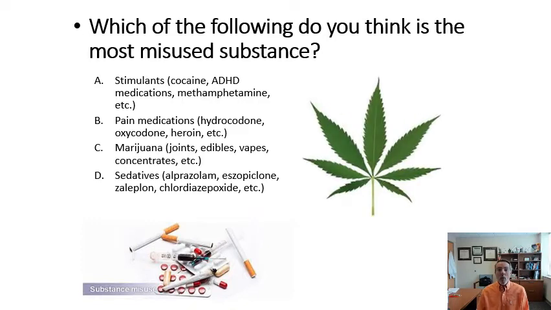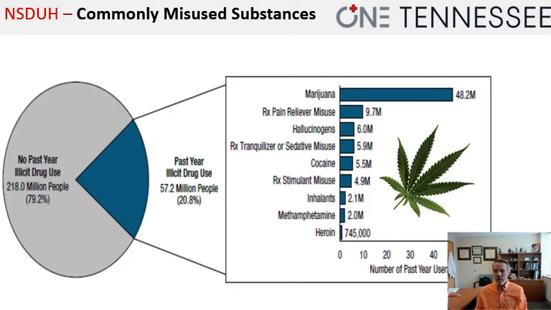Well, this is the one. So marijuana is by far the most used and misused substance currently. So you can see here that marijuana dwarfs the majority of the other drugs on this list with 48.2 million reports of its use in the previous year.